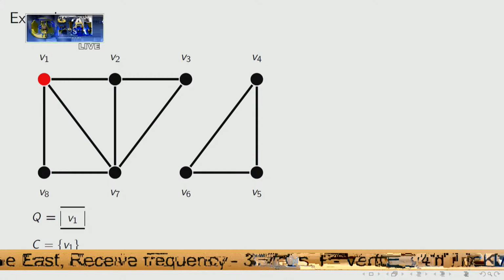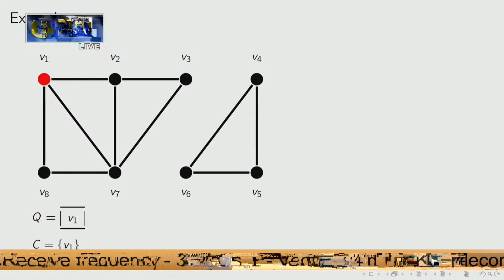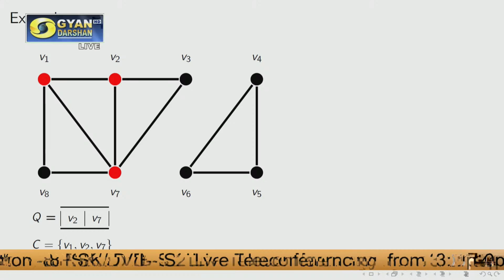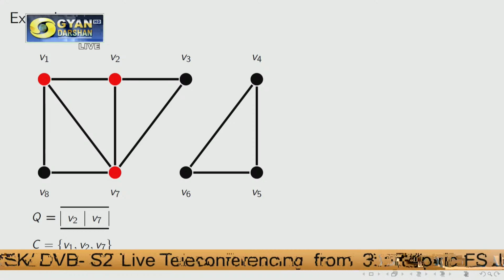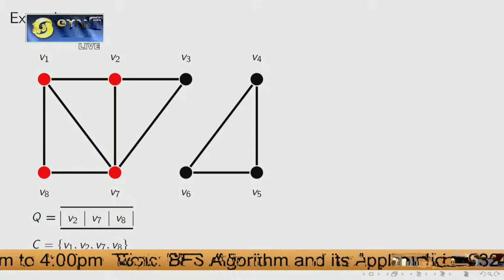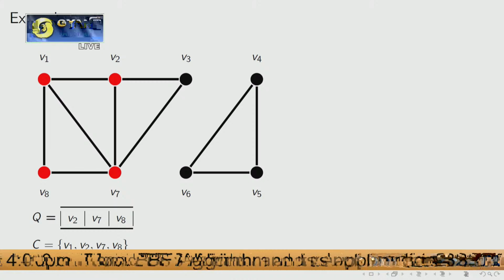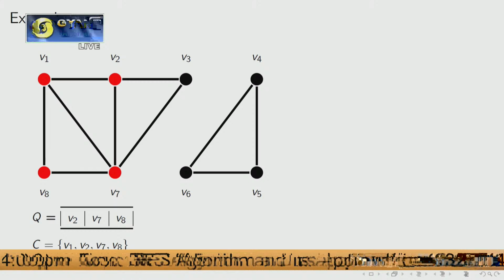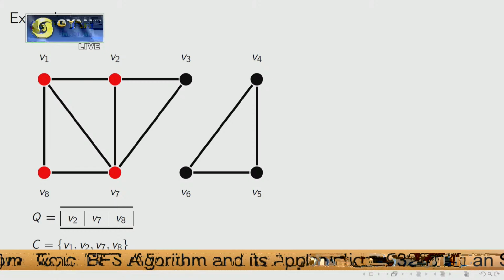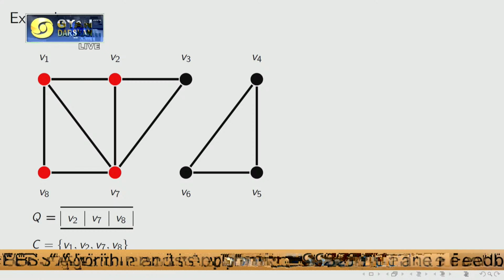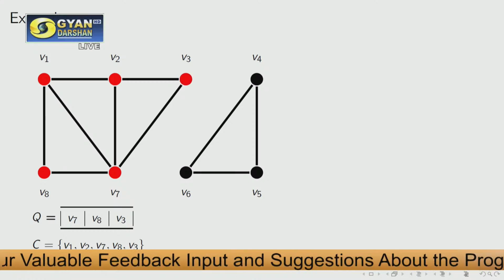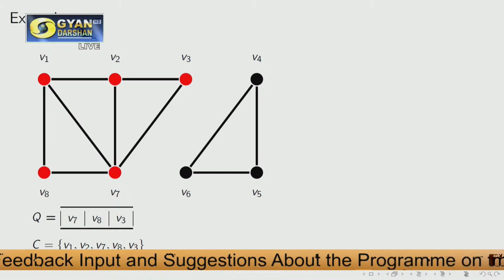Next we visit V7. So V7 is added to Q as well as to the component C. Again we visit the next vertex V8, which is added to Q as well as to C. Move to the next vertex in the Q, which is V2. So we start the process of exploring vertices from V2. We can see that only one neighbor of V2 is unvisited, which is V3, right? So now V2 is removed from Q and V3 is inserted, and V3 is also inserted in the component C.